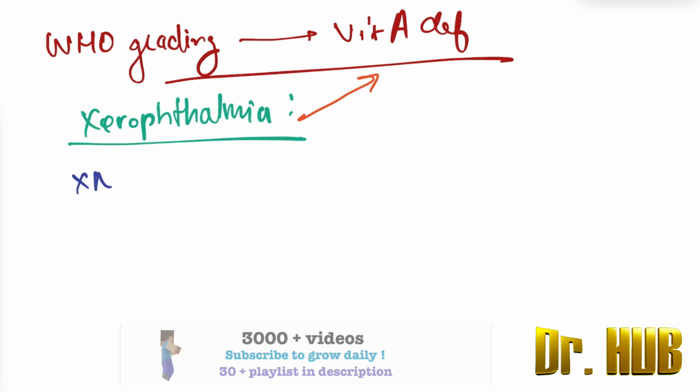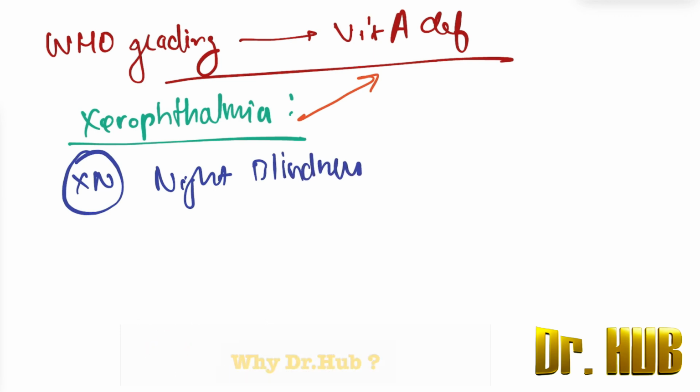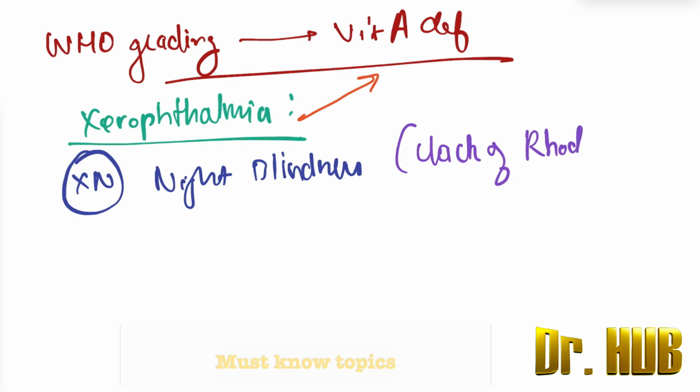First we are looking at the XN. These are the stages. The XN stage, where N stands for night, means there is night blindness. Next, what is the pathophysiology of this? This is due to the lack of rhodopsin.